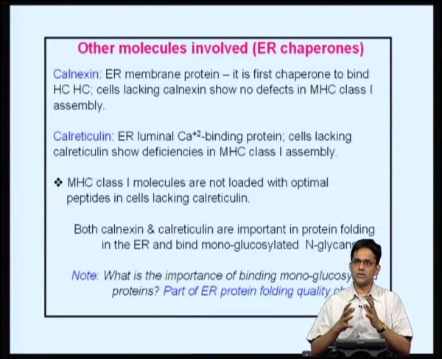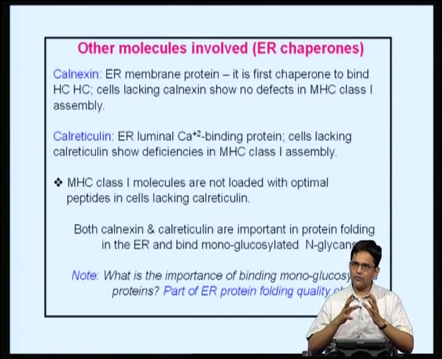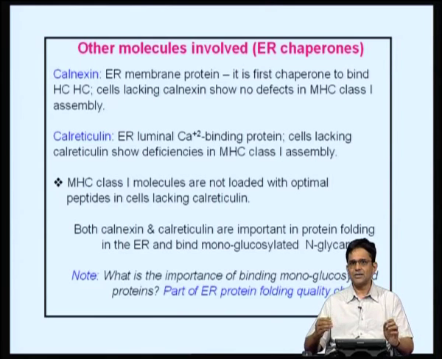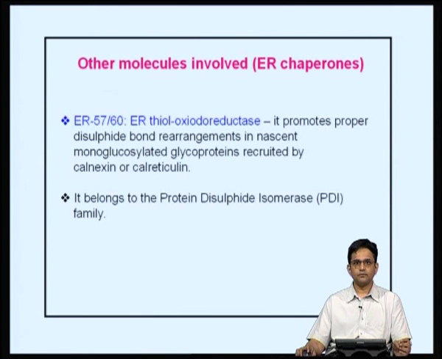While you are studying immunology, you cannot study immunology in isolation. It is part of cell biology, physiology, molecular biology, all of it is integrated, and you need to understand it. That is why I have put in this part about calnexin, calreticulin, and the fact that they bind to monoglucosylated N glycans.